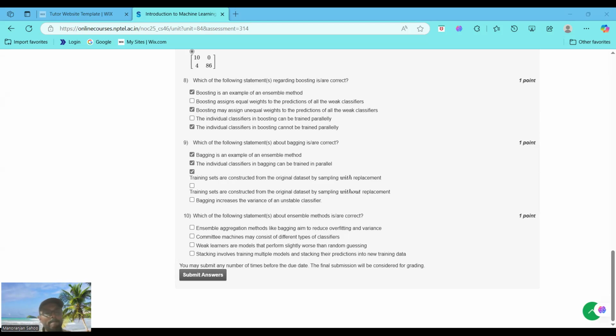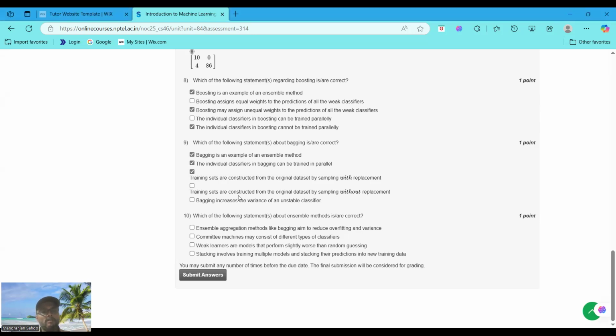Option C is also true because bagging uses sampling with replacement to create diverse training sets. The remaining two options are false because sampling without replacement is not bagging. It is a different approach. The last option, E: bagging reduces variance by averaging predictions, stabilizing unstable classifiers. So we consider options A, B, C as the appropriate options.